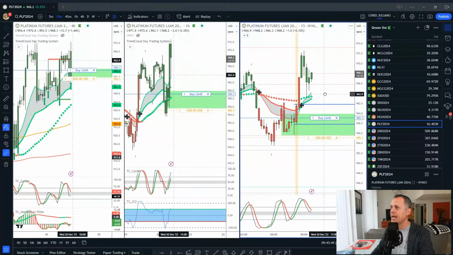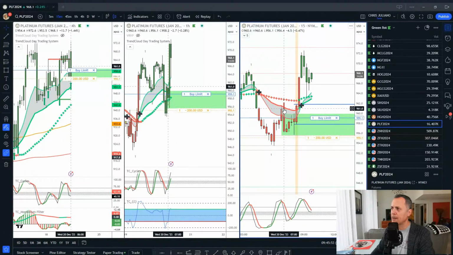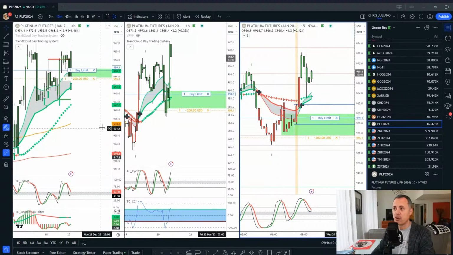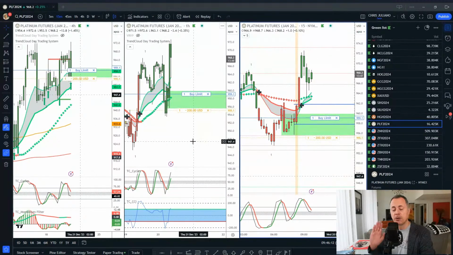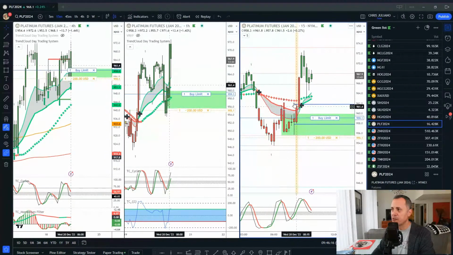Let's take a look at this downward signal here on the TrendCloud low time frame. Why would we not take this signal? So this signal would be ignored because, right, trend and momentum across multiple time frames is up. So we would ignore this signal.